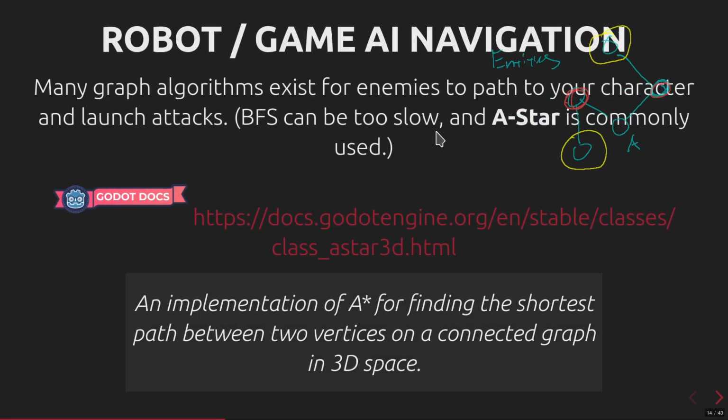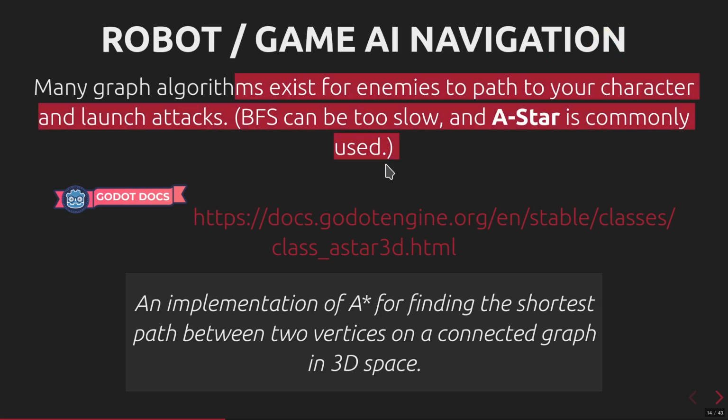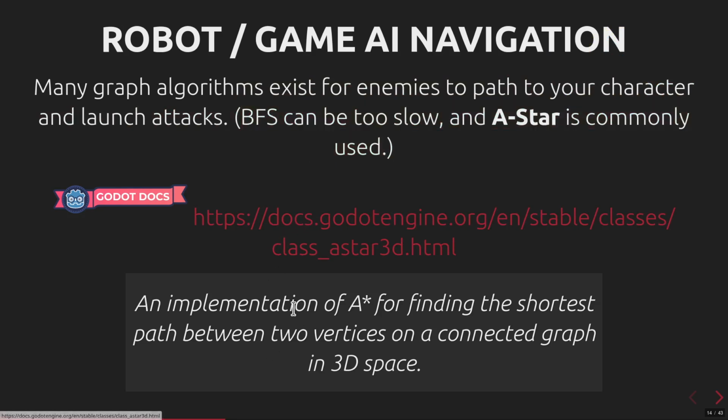This actually has to deal with more of A-star, but I feel like A-star is also still just a variation of breadth first search, so I included this slide, but you can feel free to heckle me if you disagree. So I'll just read this quote. This is from the Godot docs. Godot is a game engine. This A-star 3D class is an implementation of the A-star for finding the shortest path between two vertices on a connected graph in 3D space.